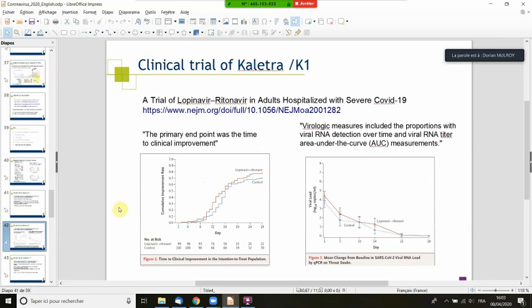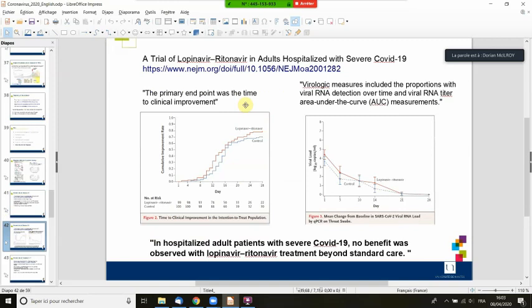So for these patients, these are the results. The primary endpoint was time to clinical improvement. So here's time here, and this is the proportion of patients who got better. The red line, lopinavir ritonavir, the treatment arm, blue line, the control arm, no significant difference, okay?